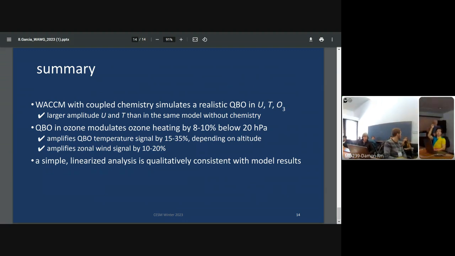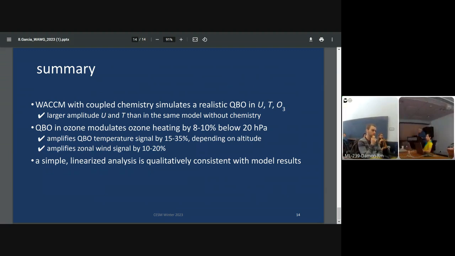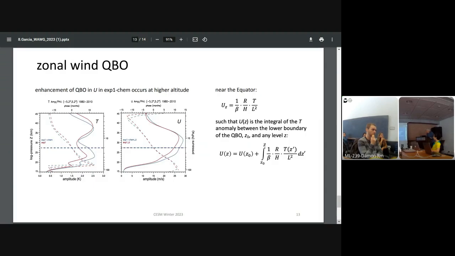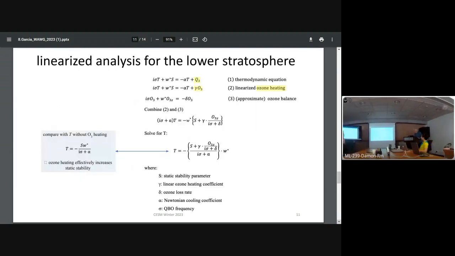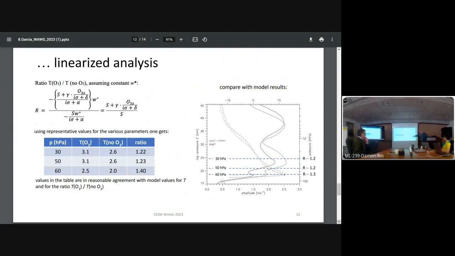You say below 20 hectopascal, but how low does this effect go? I'll show you that. Let me get back. So here is temperature, and you can see this is about 20 hectopascals. It's right around here.